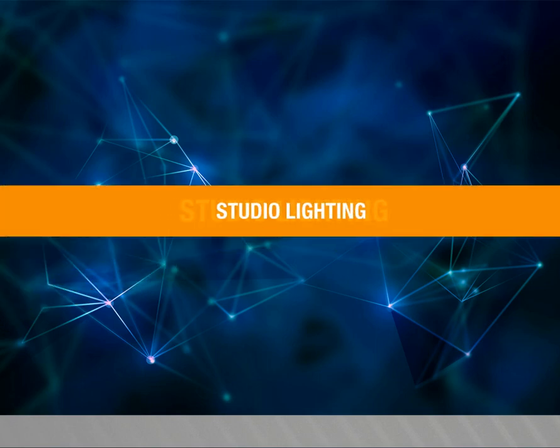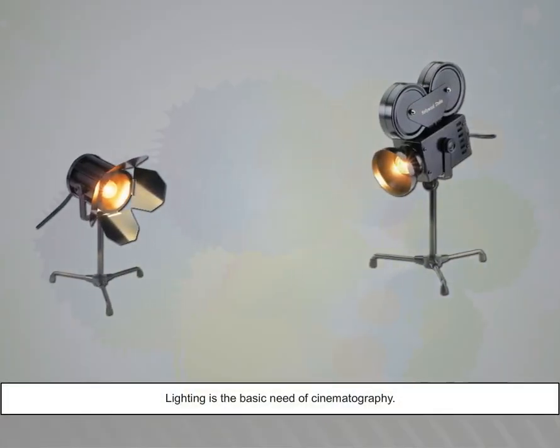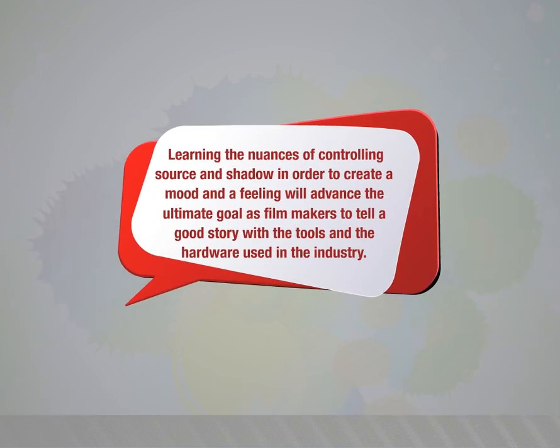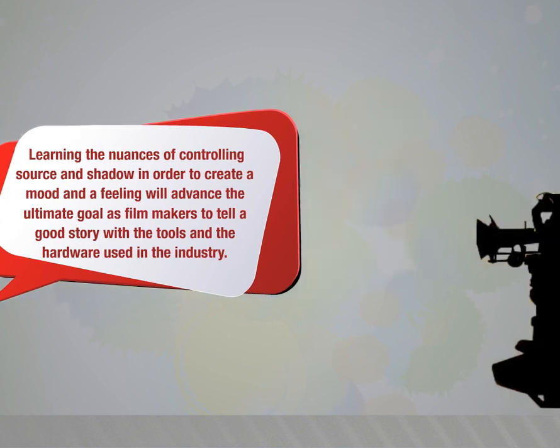Studio lighting. In this video, we are going to see about studio lighting. Lighting is the basic need of cinematography. Learning the nuances of controlling source and shadow in order to create a mood and a feeling will advance the ultimate goal as filmmakers to tell a good story with the tools and the hardware used in the industry.